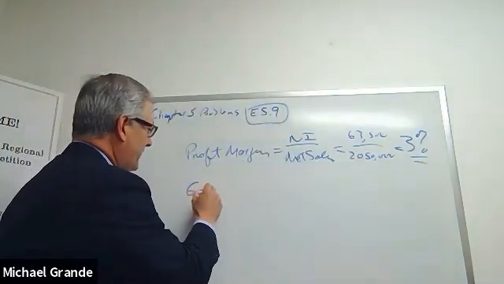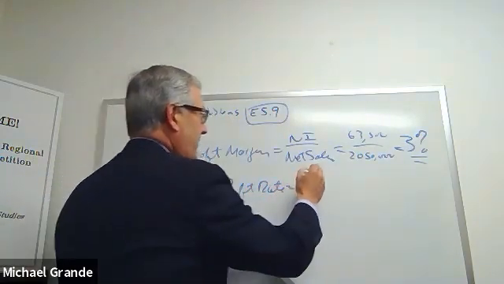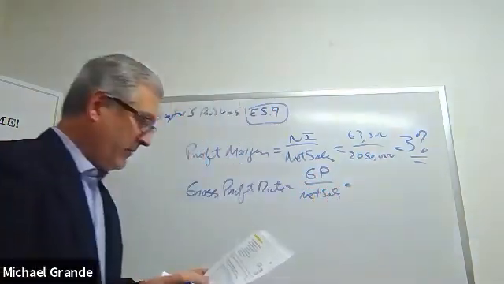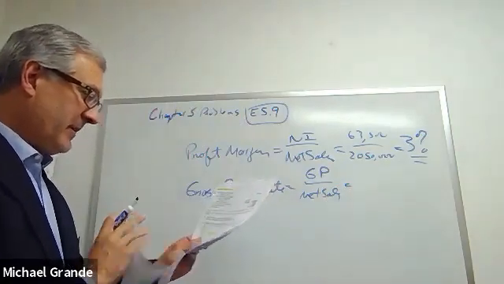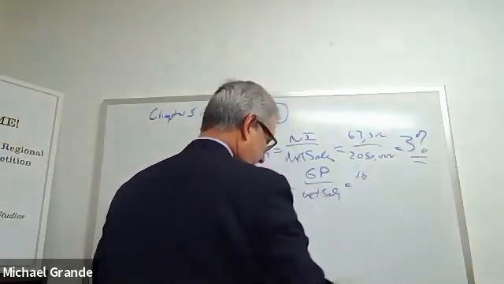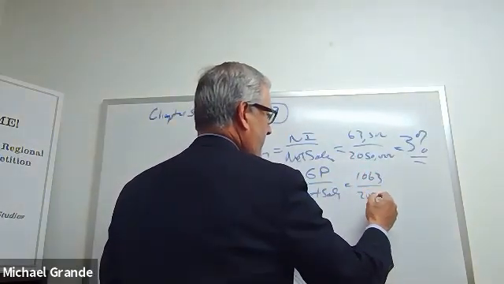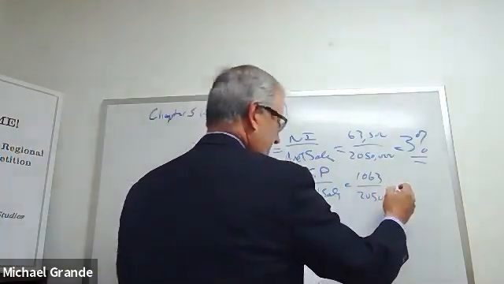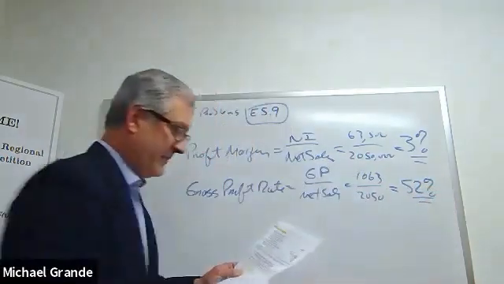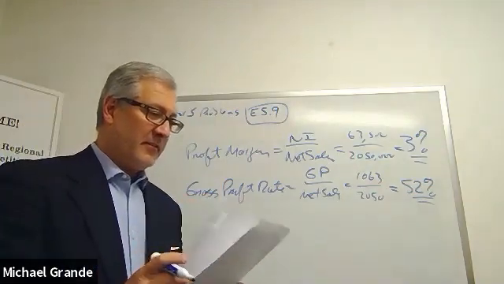And the gross profit rate, that's going to be gross profit divided by net sales. Gross profit from the multi-step income statement that you just prepared, 1,063,000. Divided by the net sales of 2,050,000. This is going to be 52%. That's exercise 5-9.